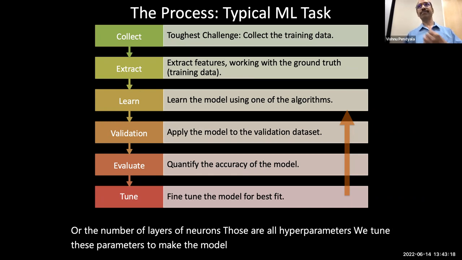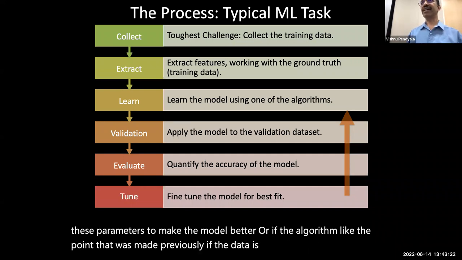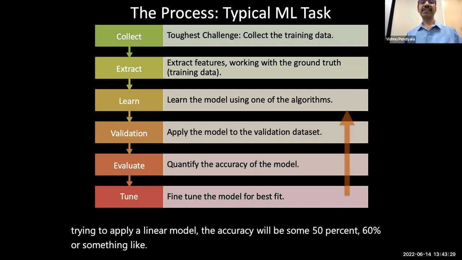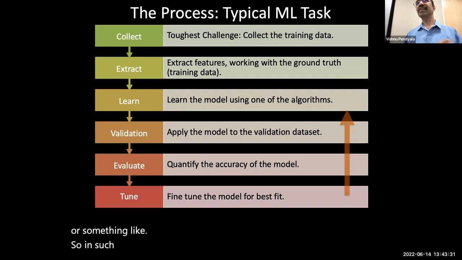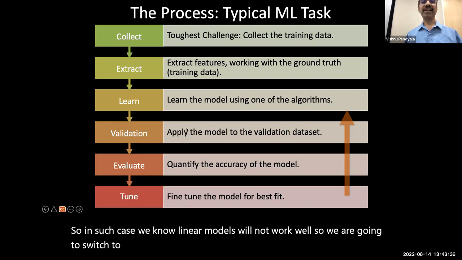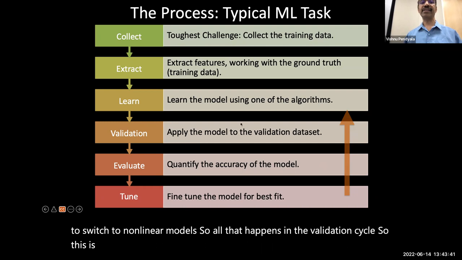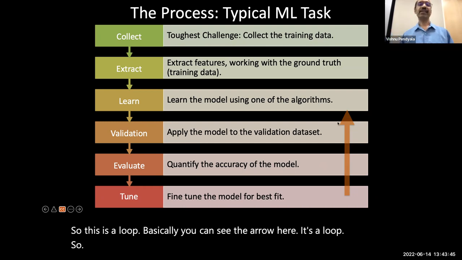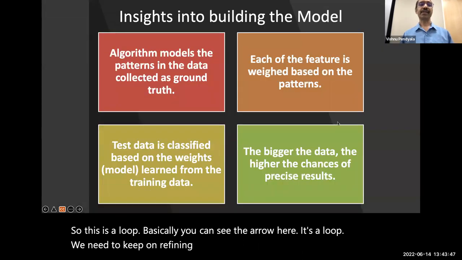Or if the algorithm, like the point that was made previously, if the data is not linear and we are trying to apply a linear model, the accuracy will be some 50%, 60% or something like that. So in such a case, we know linear models will not work well. So we are going to switch to non-linear models. So all that happens in the validation cycle. So this is a loop, basically. You can see the arrow here. It's a loop. So we need to keep on refining the models. So, insights into building the model.